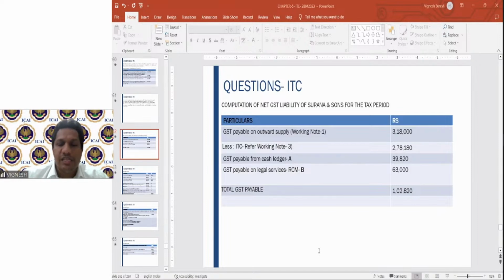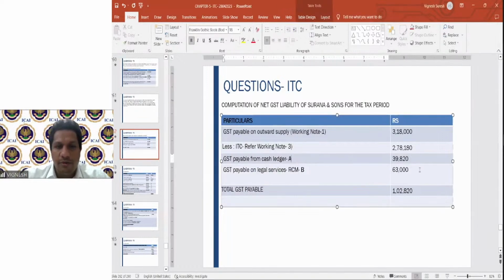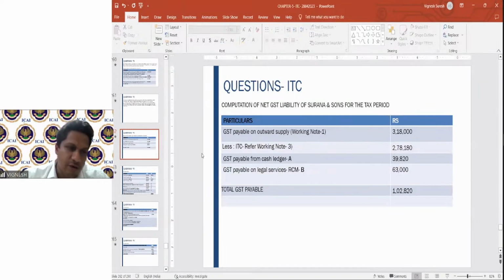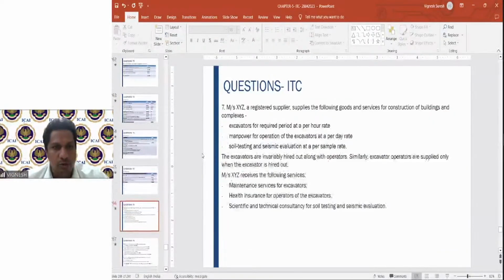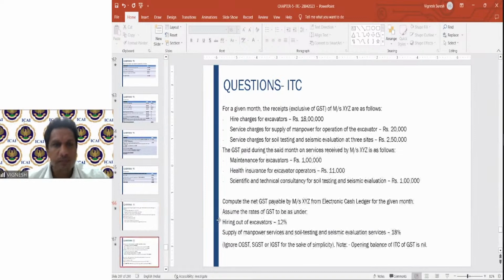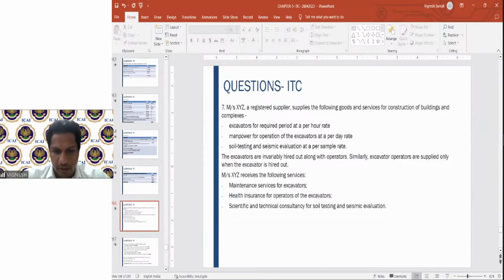So both the 63 and 39 all put together, this is from cash ledger, the balance. This is the credit you have claimed, no problem, but still you have to pay through the cash ledger. Total GST payable is 102,820. Now we go to the next question.